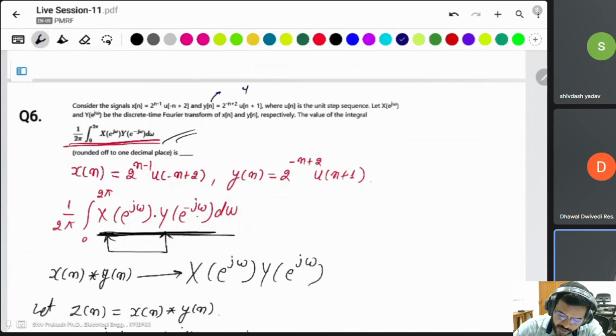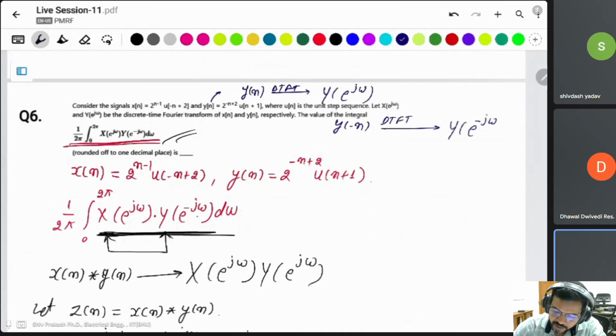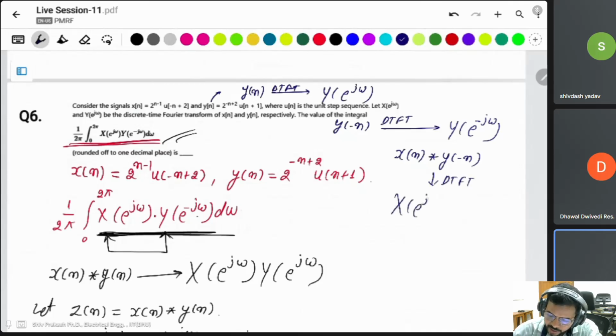But if only y[n] is given and you convert it to the discrete time Fourier transform, this will be Y(e^jω), not e^-jω. For finding e^-jω, you have to choose y[-n]. Its discrete time Fourier transform will be e^-jω. Then first convert y[n] to y[-n], and then take the convolution of x[n] with y[-n]. Because of this convolution, the discrete time Fourier transform happens as X(e^jω) into Y(e^-jω). You can solve by using the 1 by 2π integration directly, but there is no need to solve it like that.